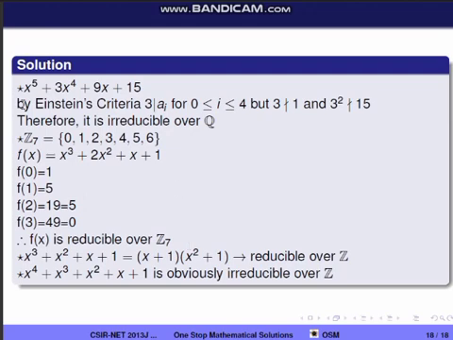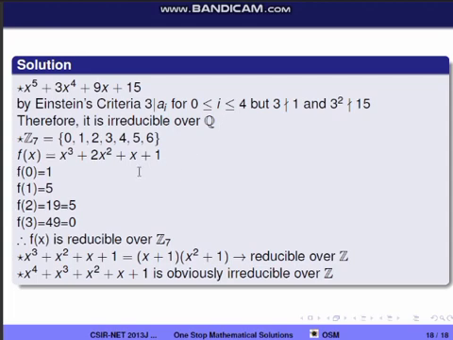So the first option is x power 5 plus 3x power 4 plus 9x plus 15 over Q. So I am using Eisenstein criteria here. When we use that, we'll find a prime 3 which divides 15, 9, 3, but it does not divide 1, and 3 square does not divide the constant term. Therefore, by Eisenstein criteria, it is irreducible over Q.